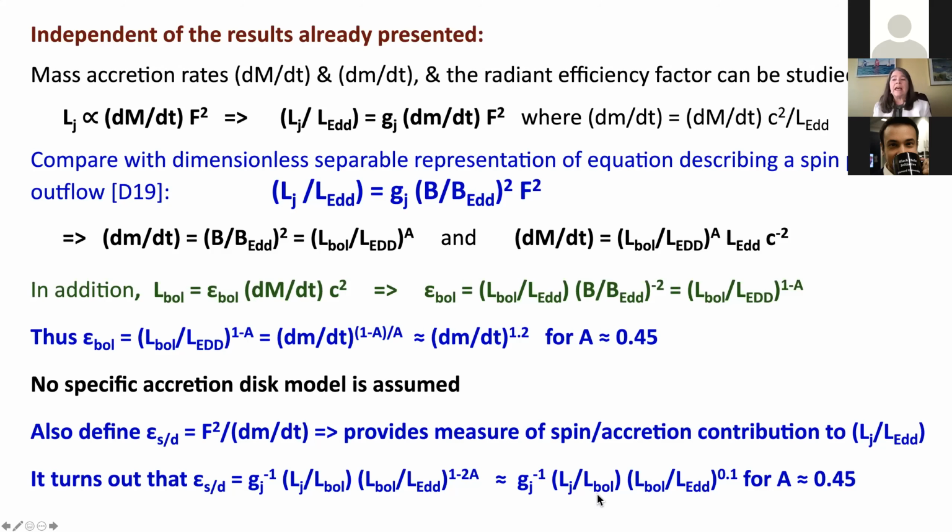In other words, your intuitive sense that the ratio of the beam power to the disk luminosity should reflect the relative importance of spin relative to accretion is in fact borne out when this efficiency factor, the spin to disk efficiency factor, is written in terms of empirically determined quantities.